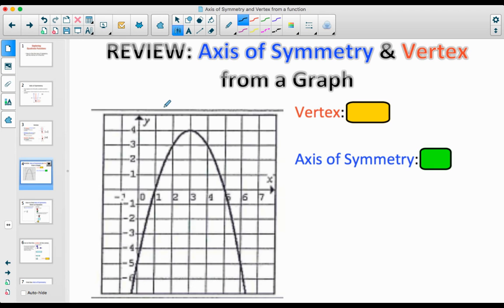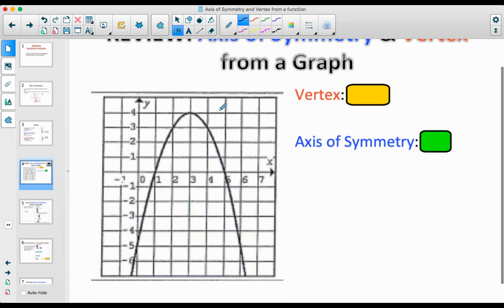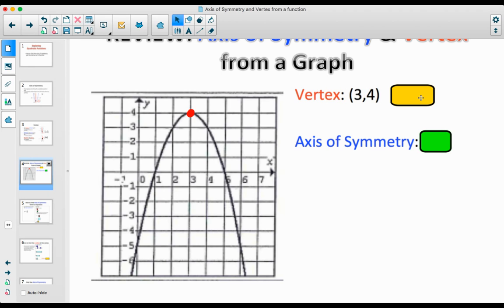So again, this is review from last class. Let's find the axis of symmetry and the vertex from a graph. The vertex is either going to be your highest point or the lowest point on the graph, so either a maximum or a minimum. So here, our vertex is going to be this point right here. We have a maximum point at the very top of our parabola. For this point, we need an x and a y. If we look at our x, our point is at 3. And if we look at our y, our point is at 4. So the vertex of this parabola is 3, 4.